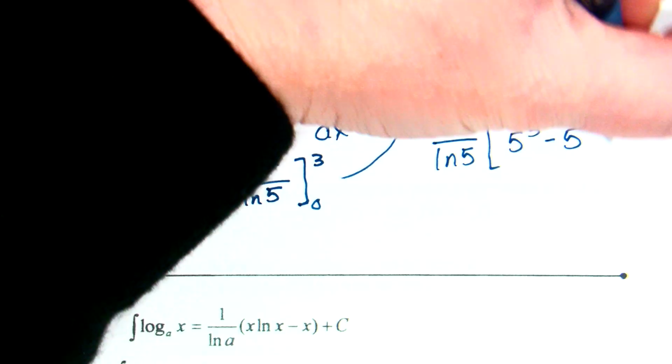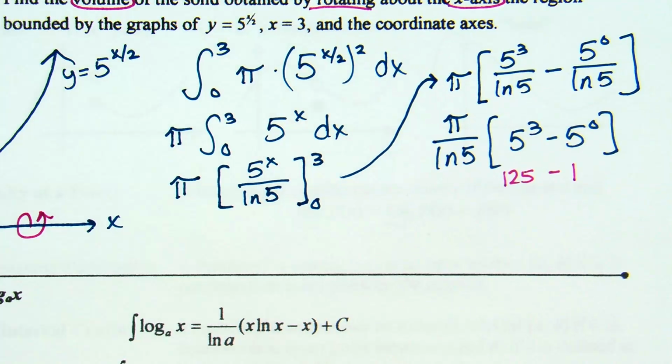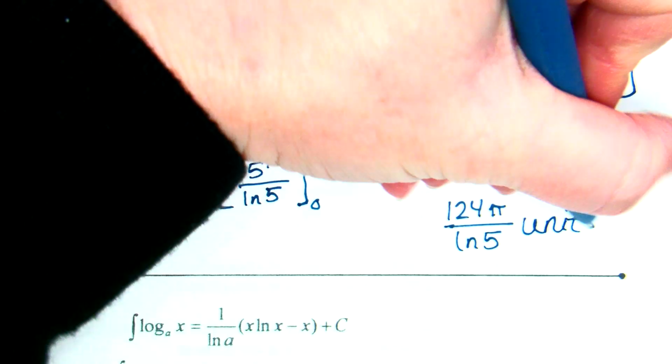What is 5 to the third minus 5 to the 0? 124. Yeah, 125 minus 1, which is 124. So if we multiply 124 times pi over natural log of 5, I'm going to have 124 pi over natural log of 5 units cubed because it's volume.